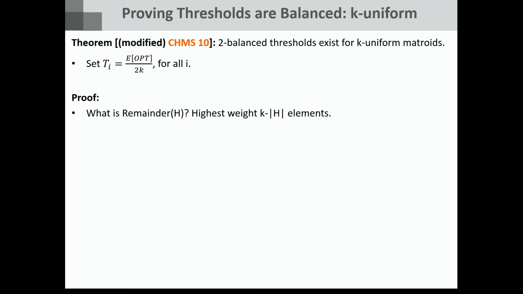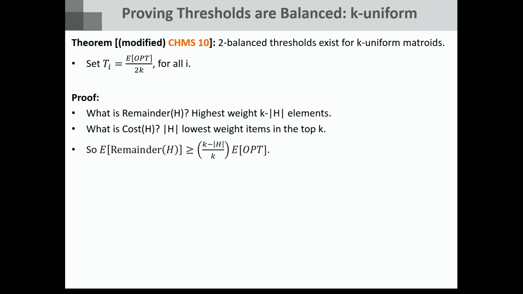So what is the remainder of h? We already went through this: it's the highest weight k minus h elements. And what is the cost? It's the h lowest weight items in the top k. So this means that the expected remainder of h is at least this. The expected opt over k is the average weight of an element in opt. Because the remainder is the top k minus h elements, the average weight here will be at least as large as the average. And there are k minus h of them.